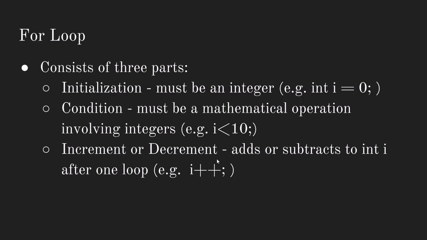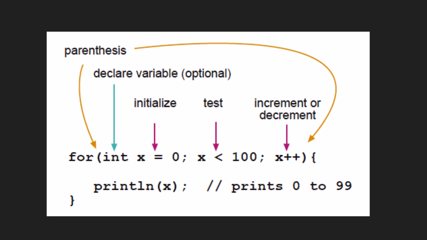The third part is incrementation and decrementation, so it adds or subtracts to the integer variable, and usually it's incrementing by 1, but you do have the option of incrementing by numbers other than 1. So let's say you wanted to add 5 each time, then you would do x plus equals 5.